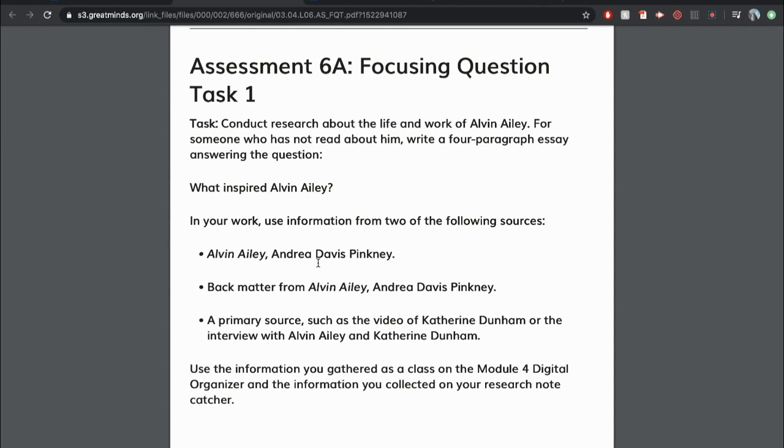We can use this book as a secondary source when talking about research, because the story doesn't come directly from Alvin Ailey, but instead, right, we've talked about how this book was written after Andrea Davis Pinkney and her husband Brian Pinkney interviewed his family members, his close friends. They did research on the different types of dances he was inspired by and what he taught. And so that's why our text isn't necessarily a primary source, but a secondary source. That goes the same for the back matter from Alvin Ailey. I will have that read aloud to you again at the end of this video.